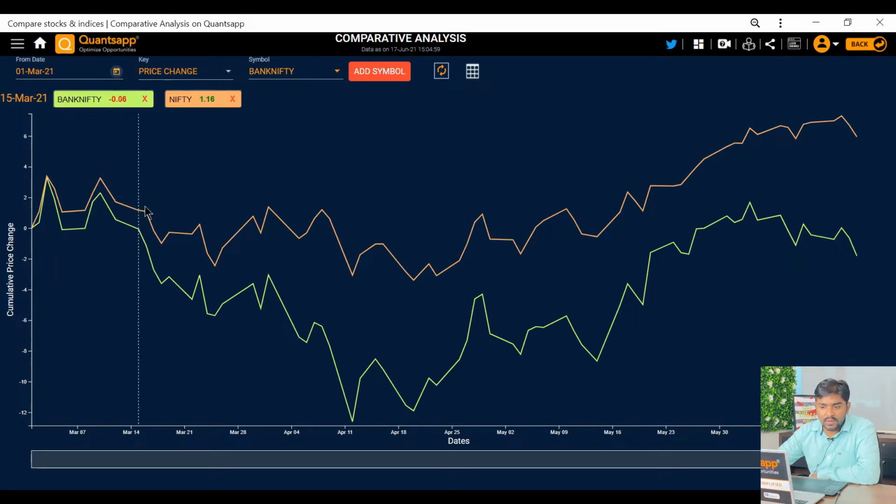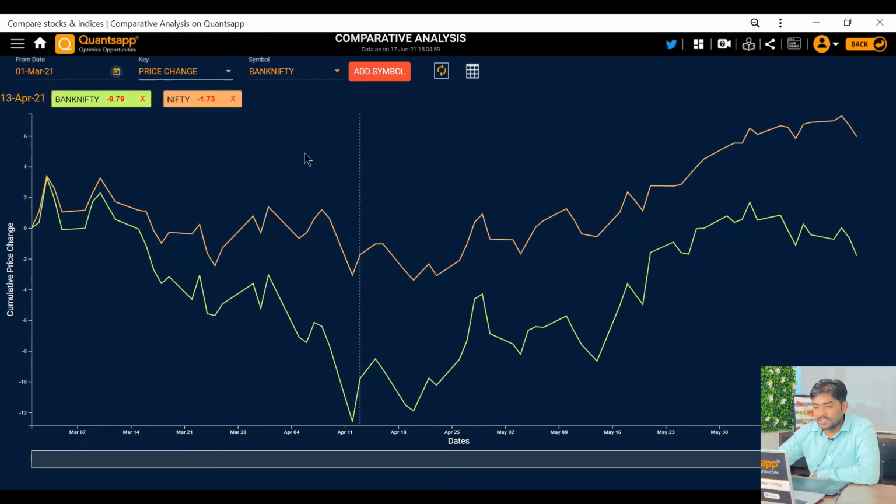When Nifty is going down, Bank Nifty is also going down. But the quantum is sometimes different. Bank Nifty sometimes becomes more volatile, sometimes less volatile. So see, they started at 0, then the difference between these two indices keeps on increasing, and suddenly it came back to the same value. So you can see that.